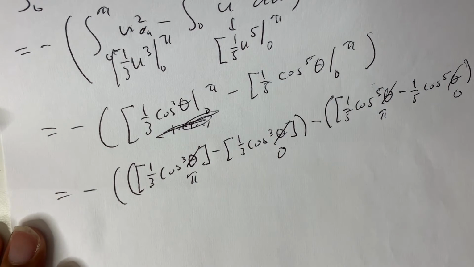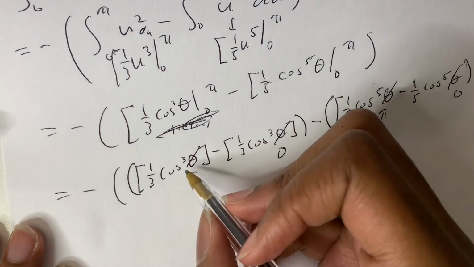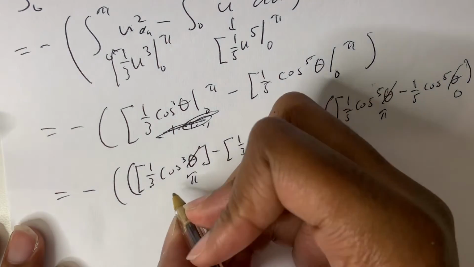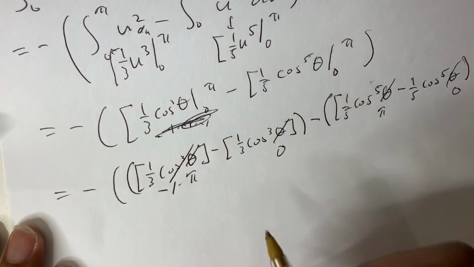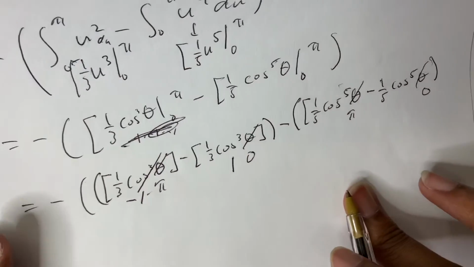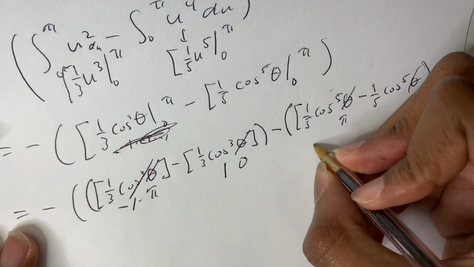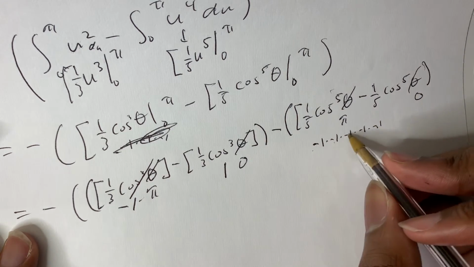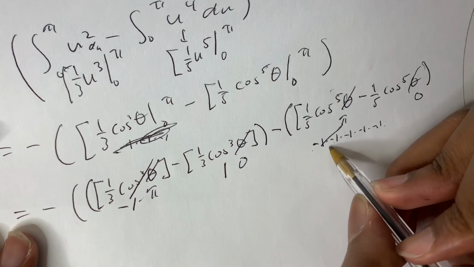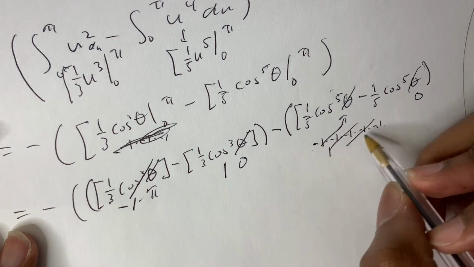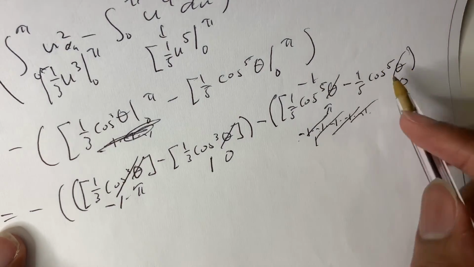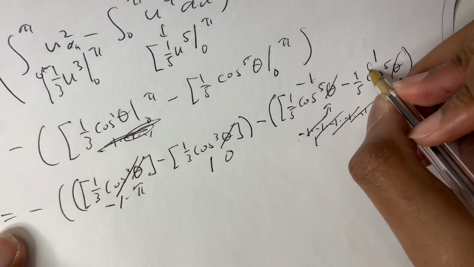So what's the cosine of pi? Well, the cosine of pi is going to be minus 1, like I said earlier. So the cosine cubed is minus 1 cubed. Minus 1 times minus 1 is 1, times minus 1 is minus 1. So this is minus 1. This is going to be 1. For the fifth power, minus 1 times minus 1 is 1, times minus 1 is minus 1, and so on, so this is a minus 1. Same thing, and this is going to be 1 throughout, right?